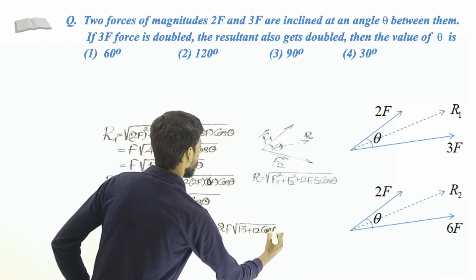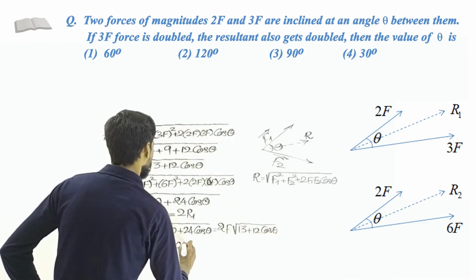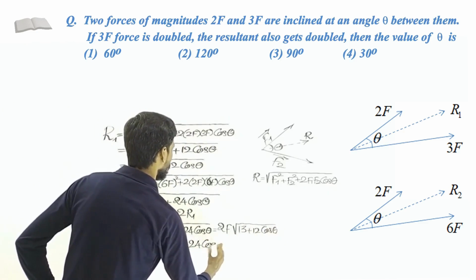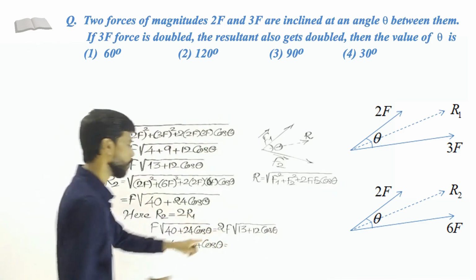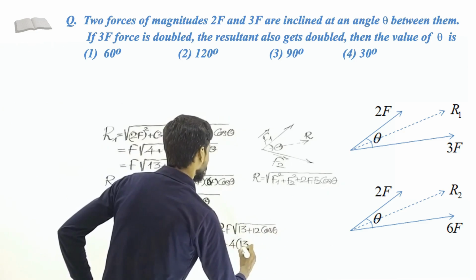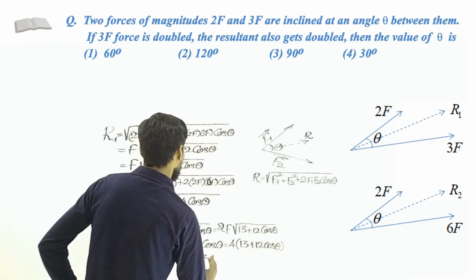Let's simplify to get the answer. That is 40 plus 24 cos theta. So we can square both sides and cancel, so we have 40 plus 24 cos theta equals 4 multiplied by 13 plus 12 cos theta. That will give you the value of cos theta.